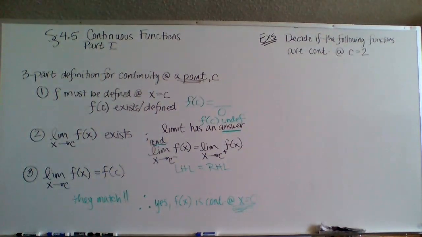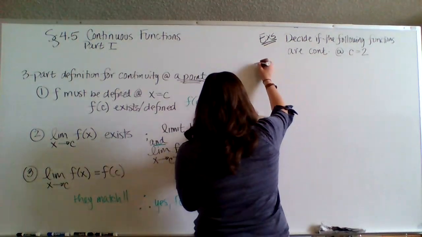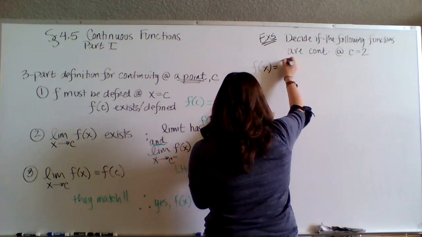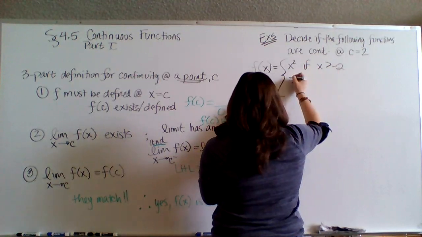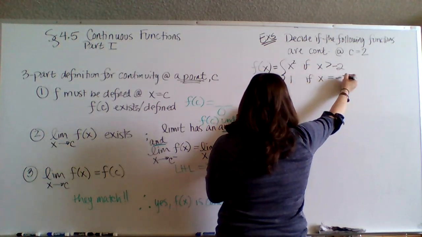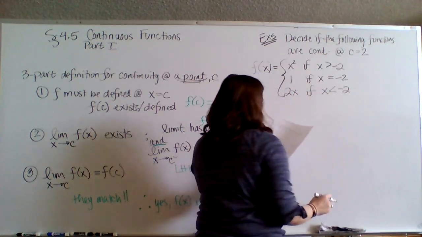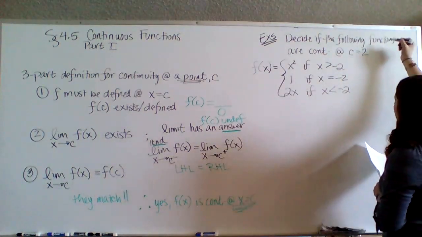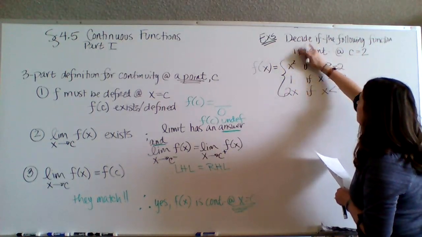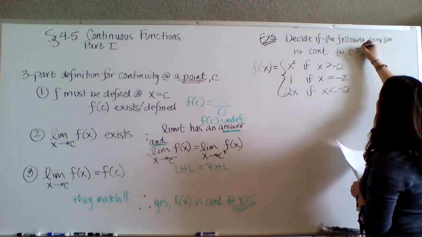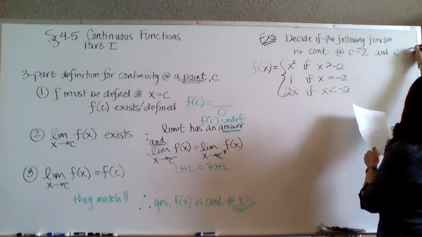Okay, so this one is a biggie. So we have, first of all, a piecewise function. What? So draw your brace, big enough for 3 pieces. X squared if x is greater than negative 2. 1 if x is equal to negative 2. And 2x if x is less than negative 2. And we're going to change our directions to decide if the following function, let's say instead of r, is continuous at c equals negative 2 and at c equals 1.